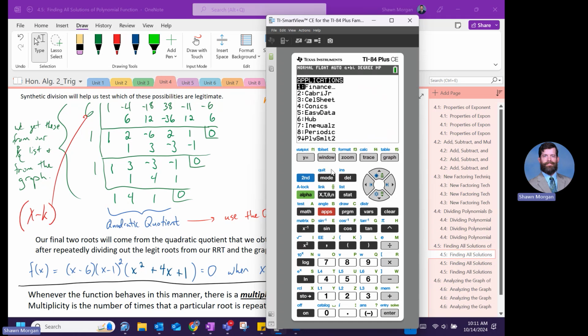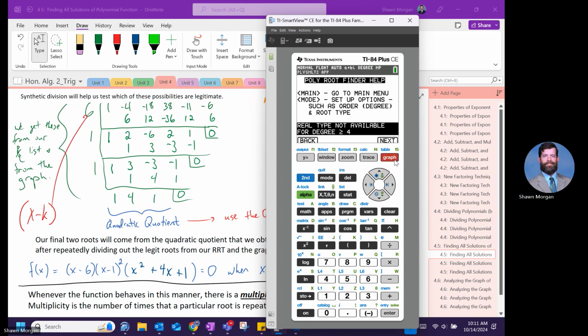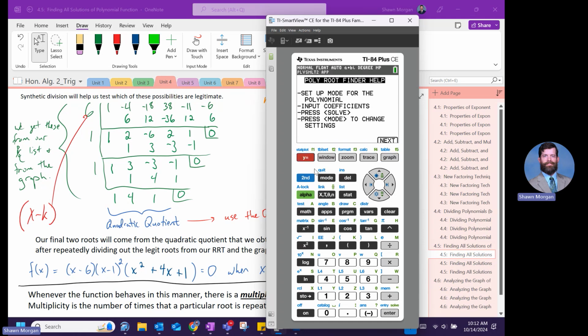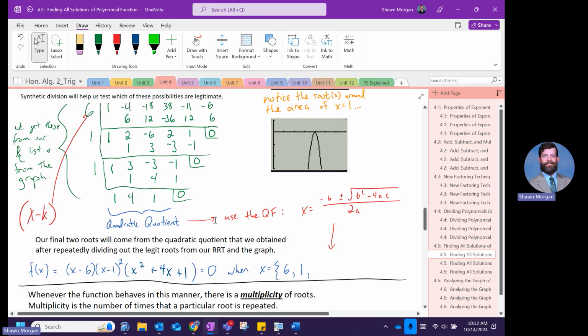If we wanted to use our polynomial simultaneous equation solver 2, in other words, app 9, and you looked at polynomial root finder, let me look at the polynomial root finder help, perhaps. Set up for the polynomial, input coefficients, input solve. No, those are just instructions. Yeah, I don't know. I'm not super familiar with it. Second quit. And 6. We're going to quit the app. So maybe it's rounding. That's my best guess.